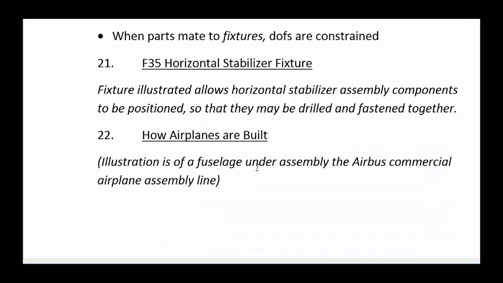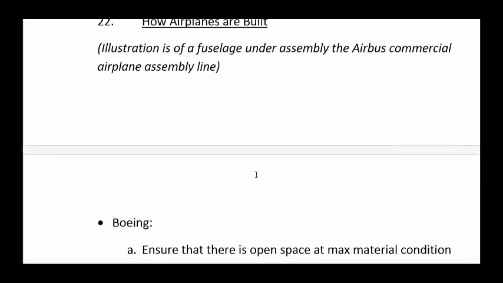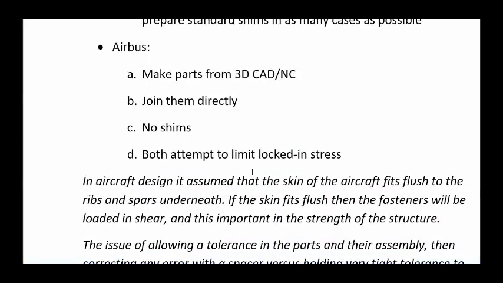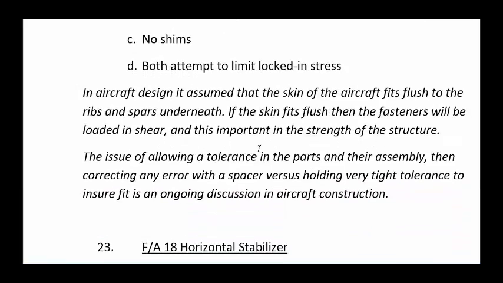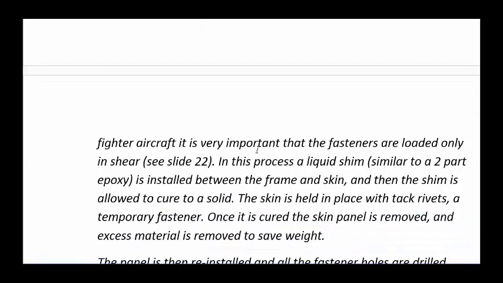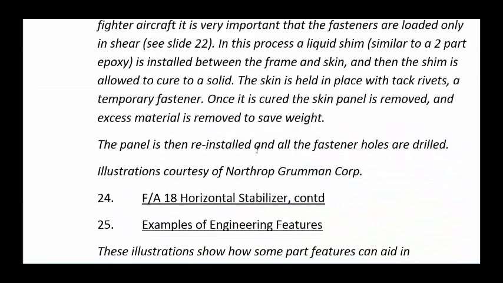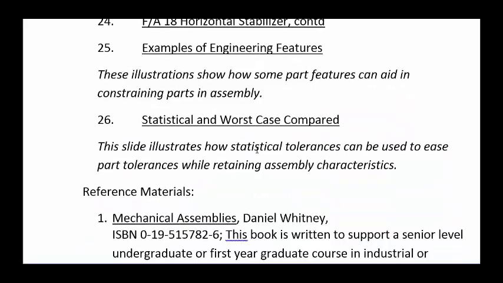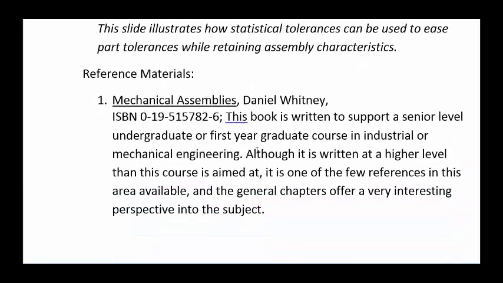And so this next series talks about the Boeing versus Airbus difference in philosophy and the assembly of the Northrop Grumman horizontal stabilizers for the FA-18. Okay, so we'll get through the slide notes.